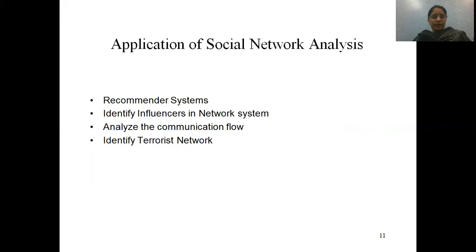The fourth one is that we can identify terrorist networks by using social network analysis techniques and methodologies. SNA is particularly suitable for analyzing and identifying this kind of network, the terrorist network, as it takes the relationships into account.